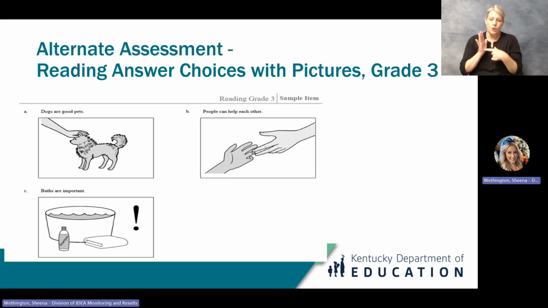This is an example of alternate assessment reading grade 3 answer choices with pictures. The student is given 3 choices to choose from. Each choice is paired with a picture. These pictures can be placed on an assistive technology device as well.